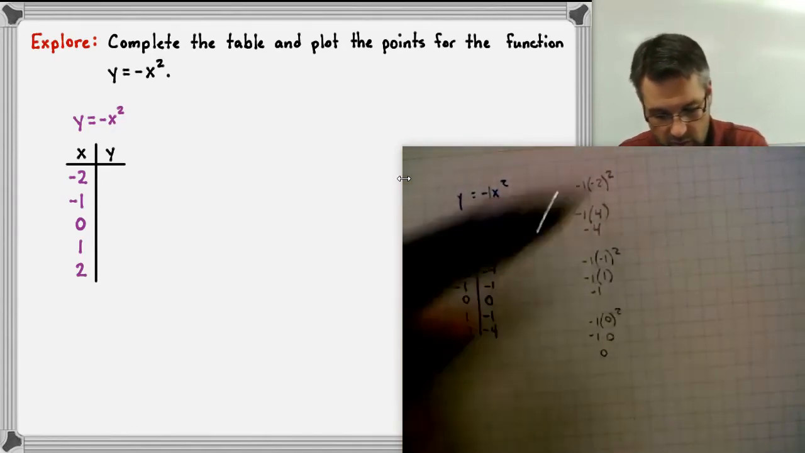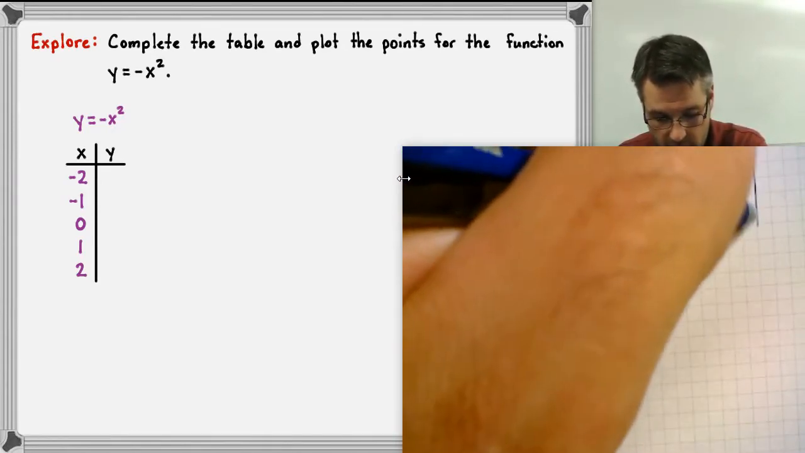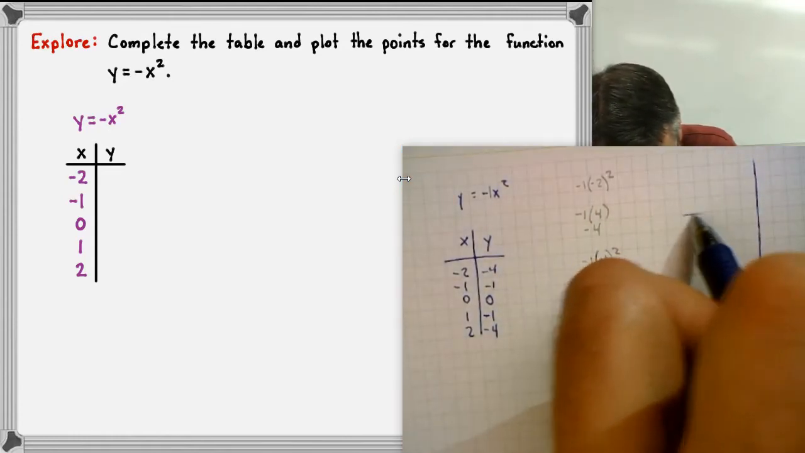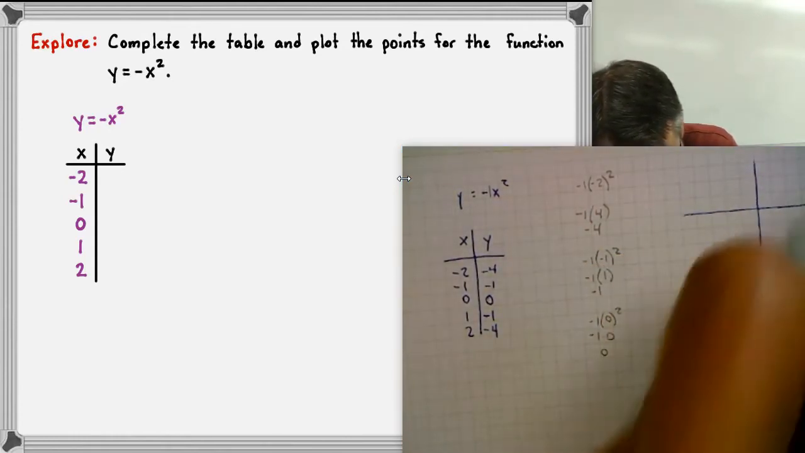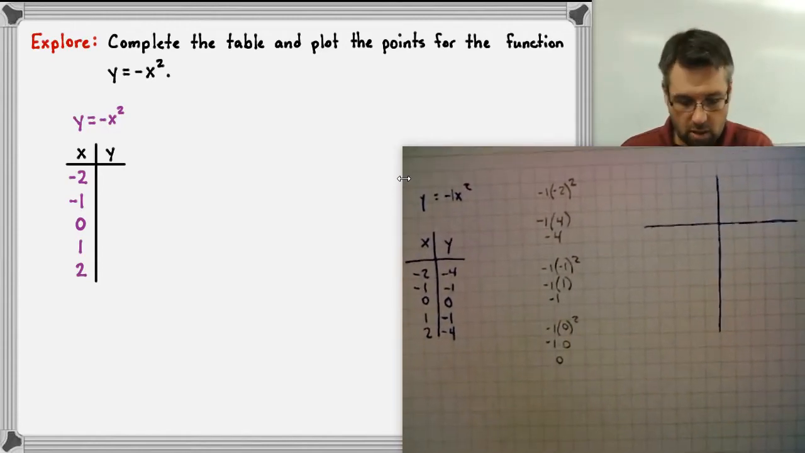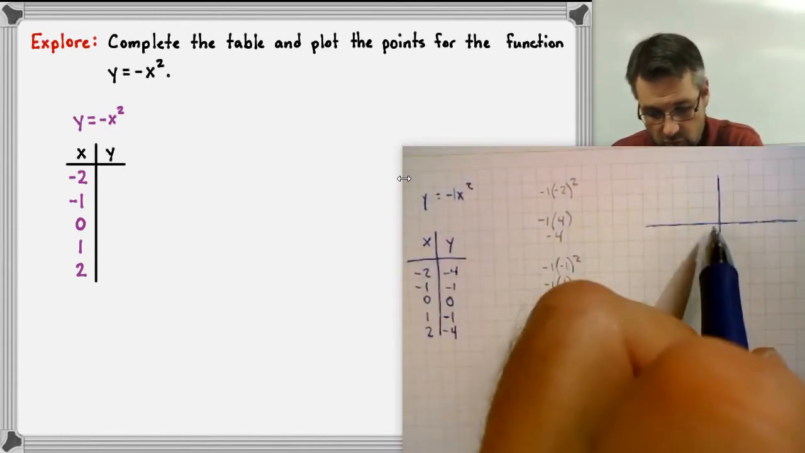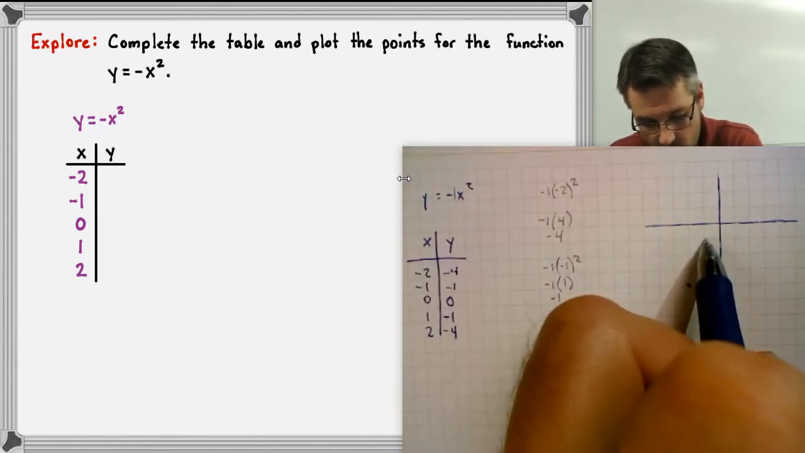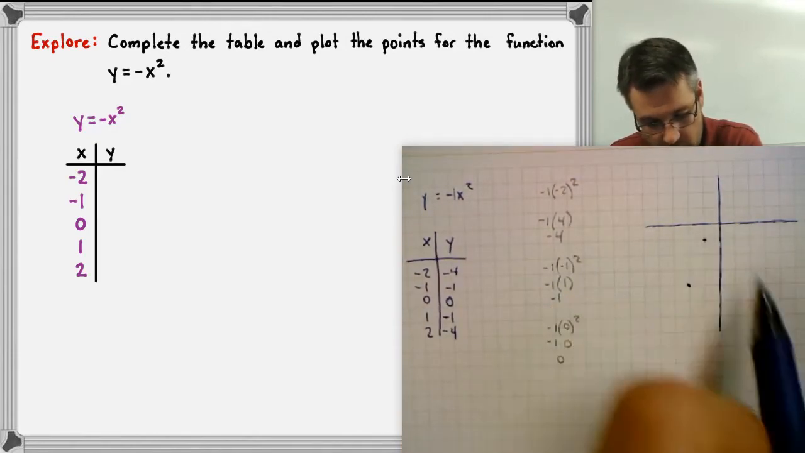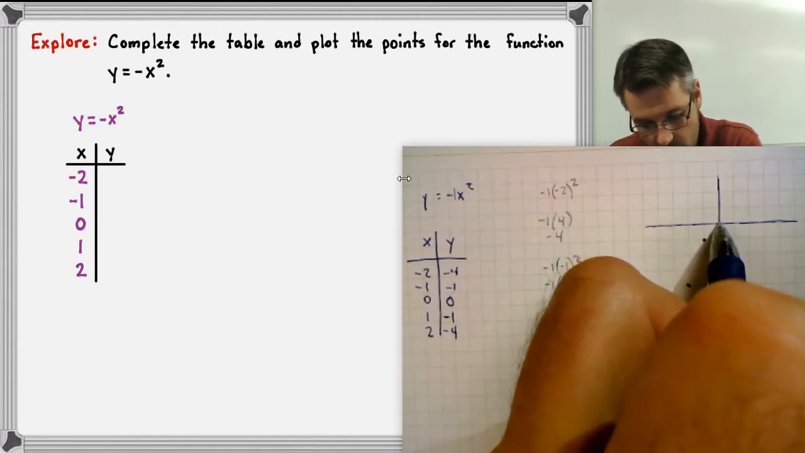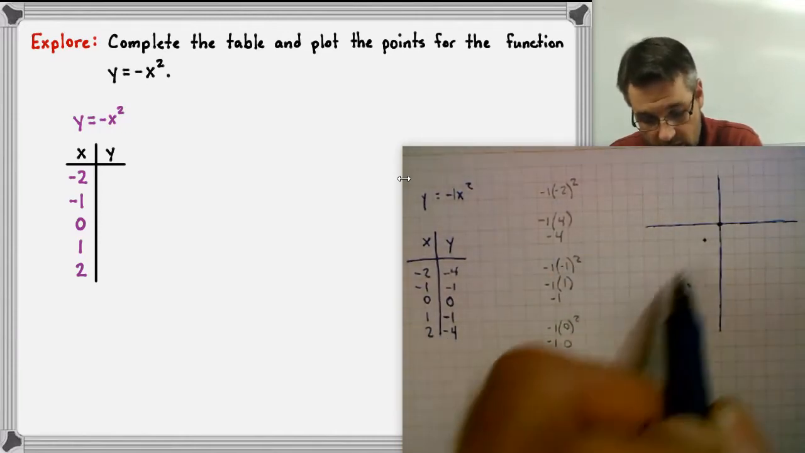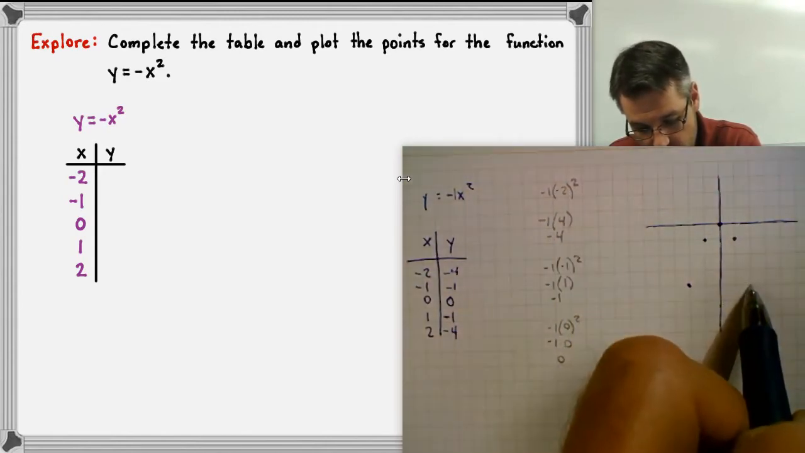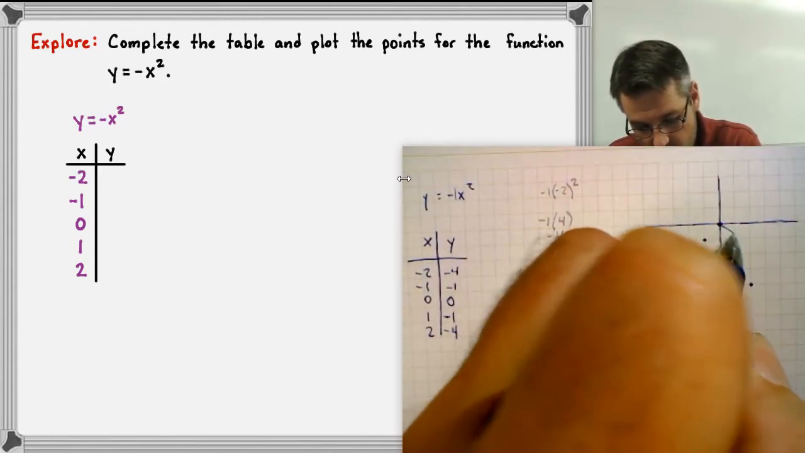So I'm going to come over here and I'm going to create my graph. And so there's my XY grid. The first coordinate is -2, -4. So I'm going to go back 2 and down 4. The next coordinate is -1, -1. So back 1, down 1. And then 0, 0. And then 1, -1, so right 1 and down 1, and then 2, -4, so right 2 and down 4. So we end up with our parabola.